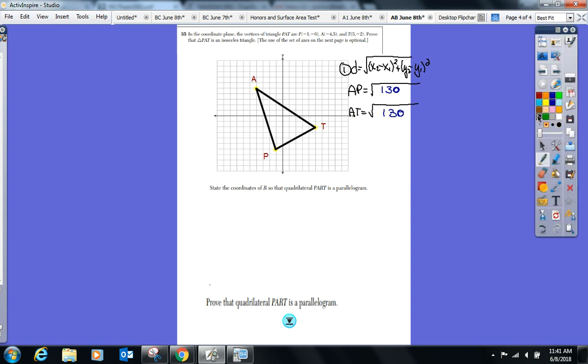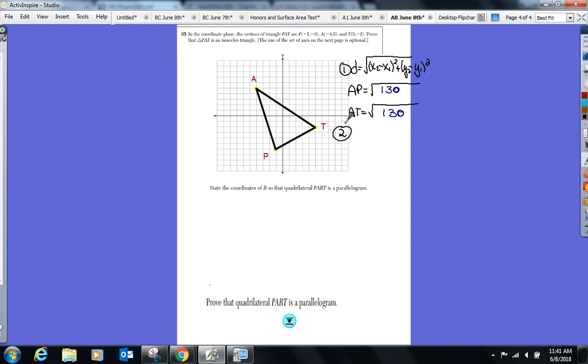All right, let me ask you guys, what should you write next now? Now that you found square root of 130, square root of 130, what's coming next? A little explanation of what just happened. What did you just find? The distances are equal. So that means what? So AP is congruent to AT because the distances are equal.